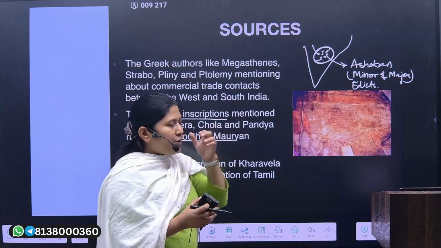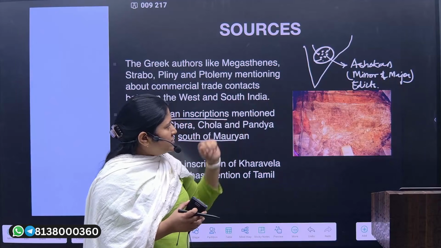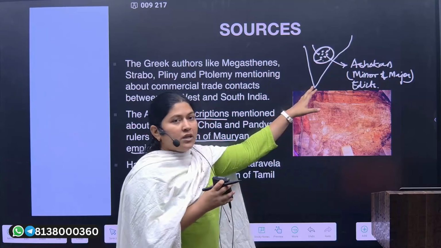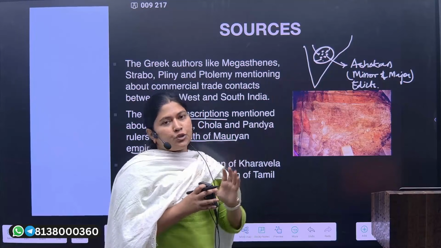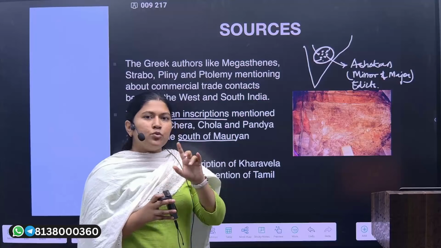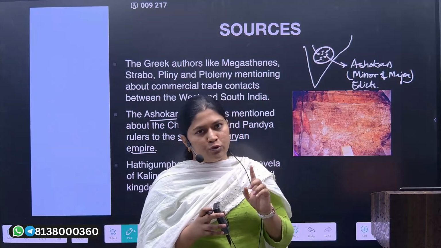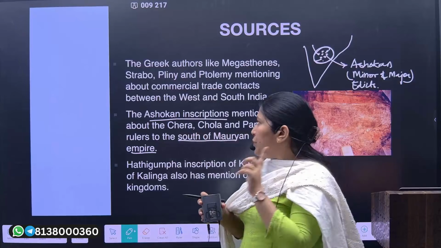So that is why you will see that the Ashokan inscription would be majorly talking about the southern powers which were contemporary of the Ashoka period. So yes, you can say the Sangam age was contemporary of the Mauryan period also. Okay, first point to be noted.